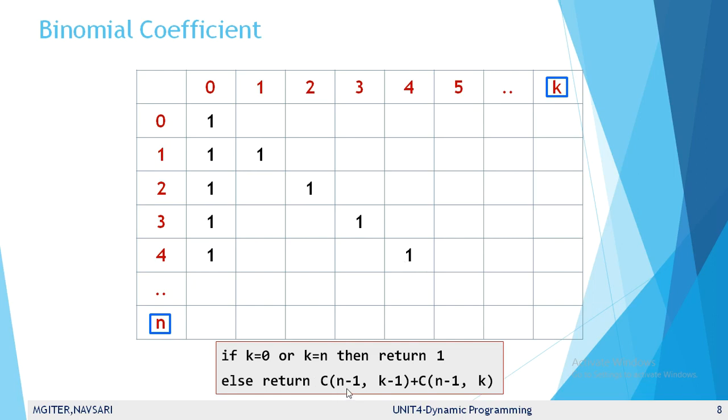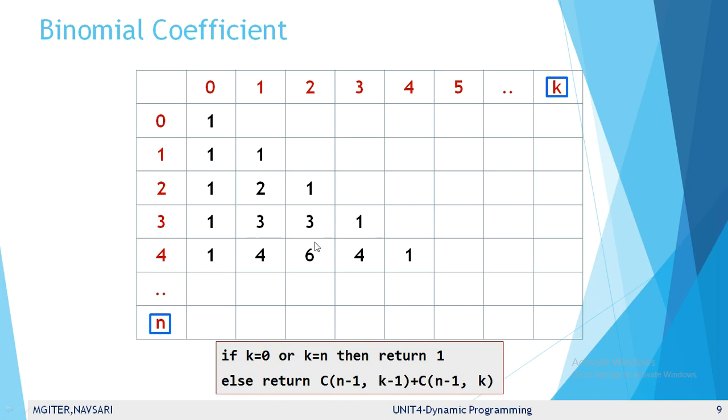Otherwise we return C of n minus 1, k minus 1. So C of n minus 1 means the previous row, and k minus 1 means the previous column, plus C of n minus 1, that is the previous row, comma k. That is 1 plus 1, that is 2. Now the same, 2 plus 1, that is 3. Same, 3 plus 1 is 4, 2 plus 1 is 3, 3 plus 3 is 6, 3 plus 1 is 4.